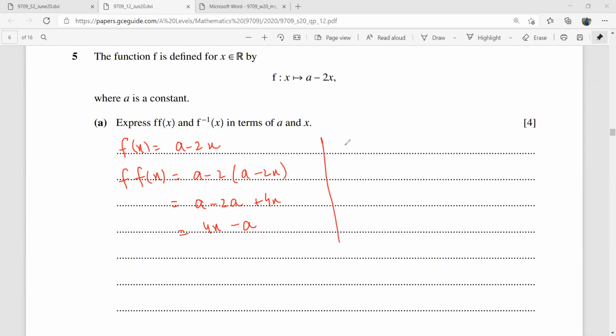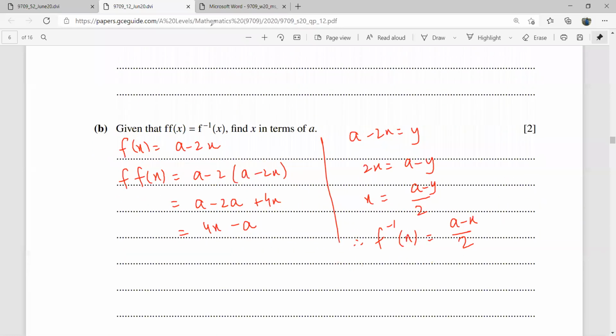And then it says f inverse of x. So you put that equal to y. Okay, so this is 2x equal to a minus y, and x is a minus y over 2. Therefore, f inverse of x will be a minus x over 2. Okay, so that's it. Let's see what do we have in the next part.